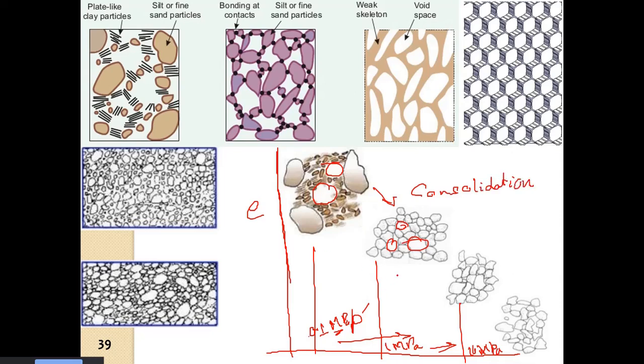Now if I release the load again from this point, it will not move back to this state because it has already collapsed. The structure has collapsed, so the soil has densified. So now the particle to particle contact is more in this soil.